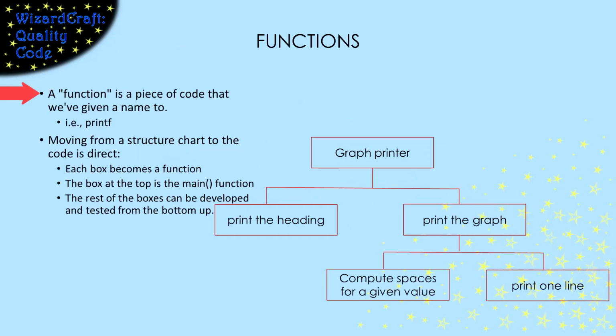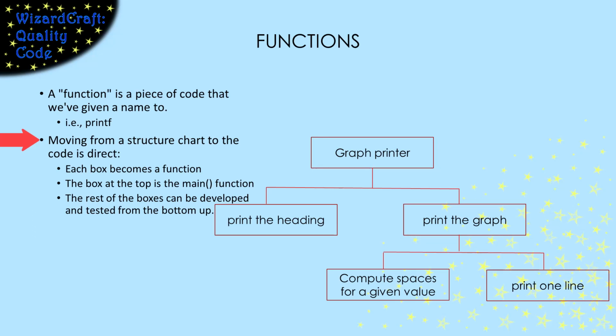In C, a function is a named block of code. The structure diagram of our design maps to our code in that each box becomes a function. The box at the top is our main function. The rest of the boxes are also functions.